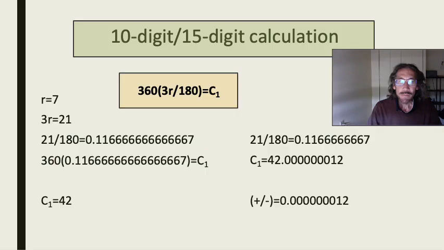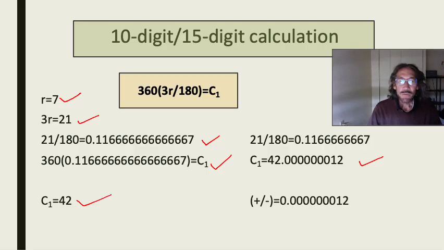On the left, you can see when the radius is 7. On the right, you see that value is the circumference at 42.00000012. That's a 10-digit. On the left here, when the radius is 7 and 3r equals 21, and 21 divided by 180, you get a value of 0.1166666666666667. That's 15 digits. That is multiplied by 360, and that'll give you the circumference value of 42.